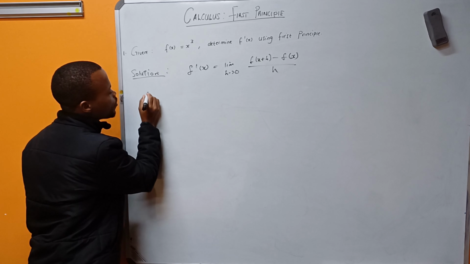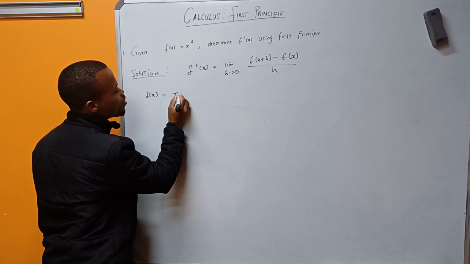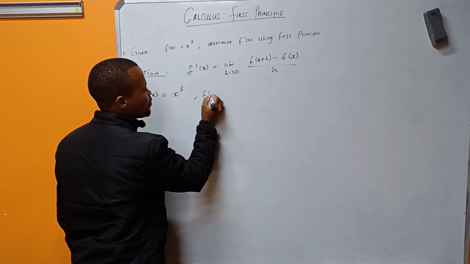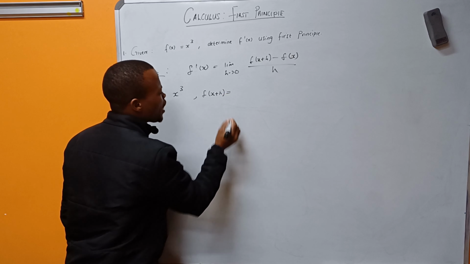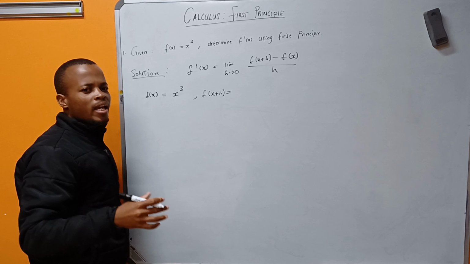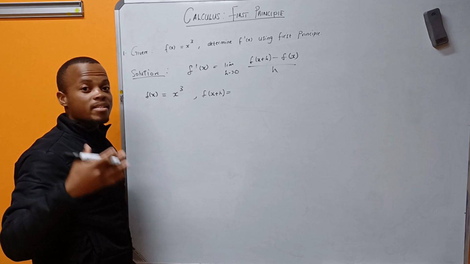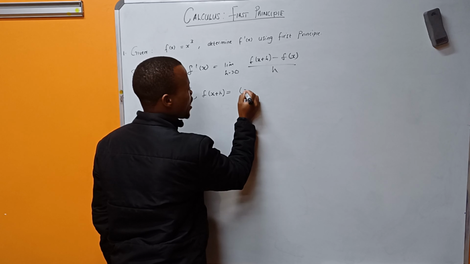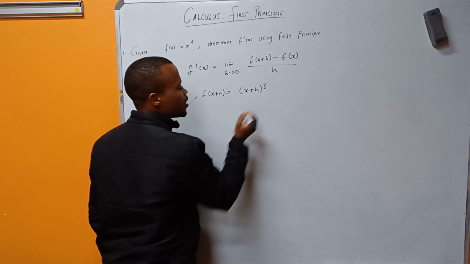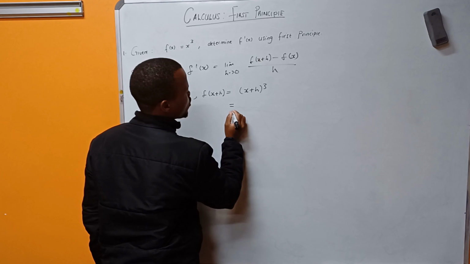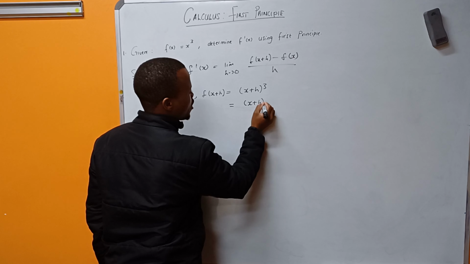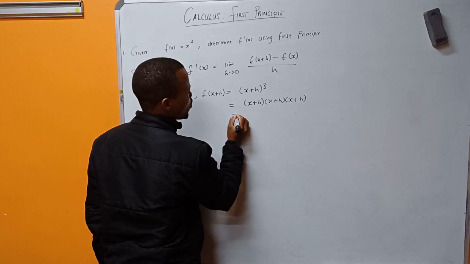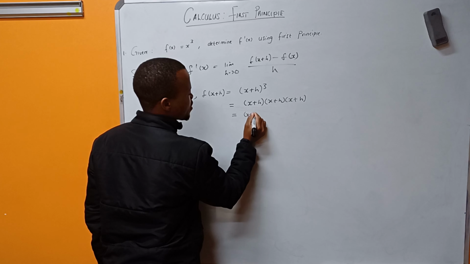Since you know that f at x is equal to x to the power of 3, what you have to find is f of x plus h. How do you find that? Whenever you see x, you replace x with x plus h. So here it is x to the power of 3, meaning we'll be working with x plus h to the power of 3, which is equal to x plus h, x plus h, x plus h. Okay, here you have x plus h.